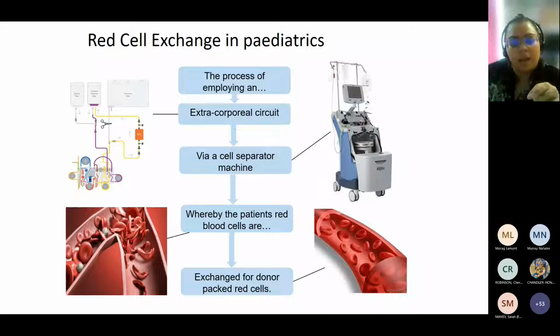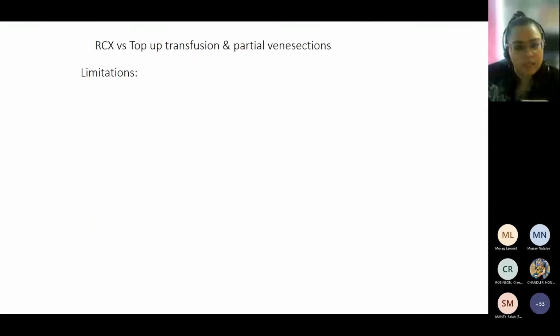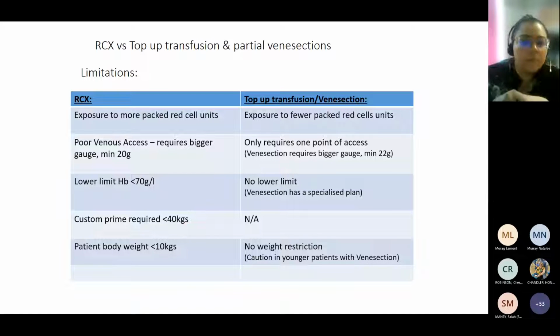and it has its own set of limitations and things that come with it. So what I did was, the best way I thought to portray this is to compare red cell exchanges to top-ups in terms of risk and limitations of both.